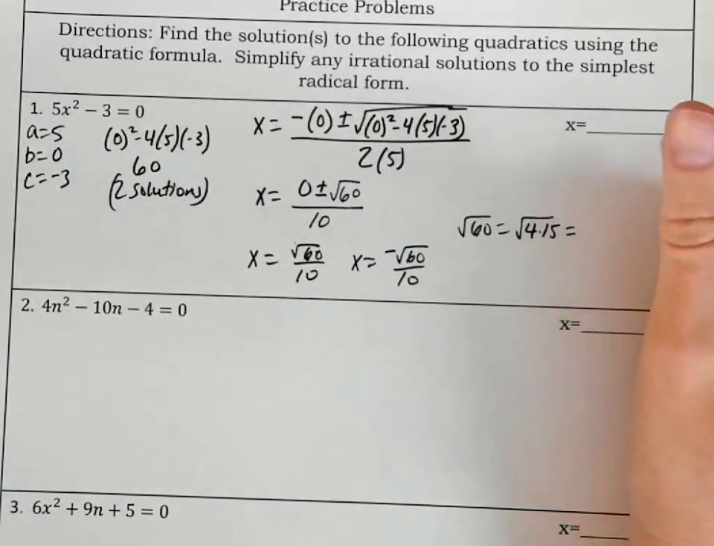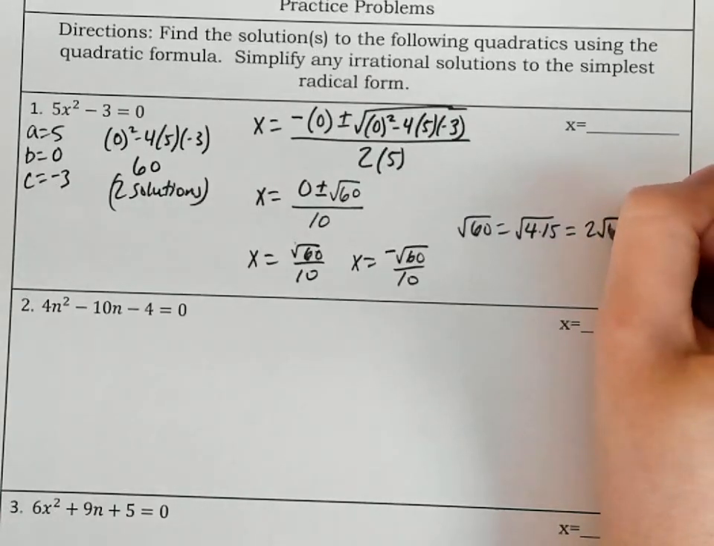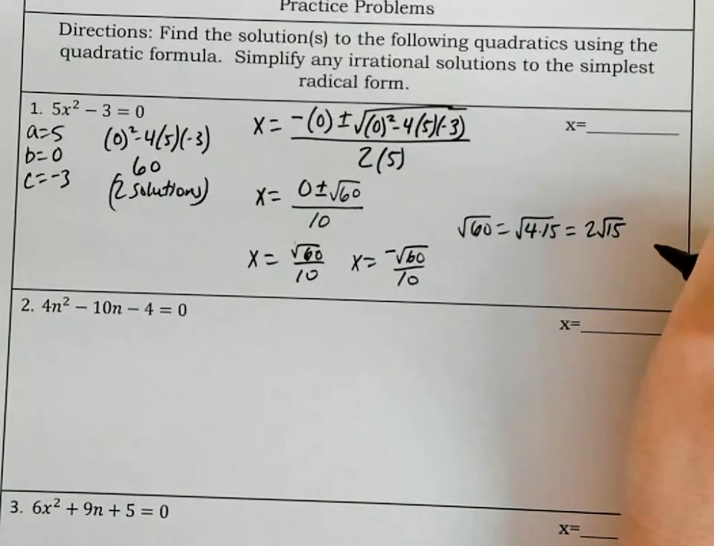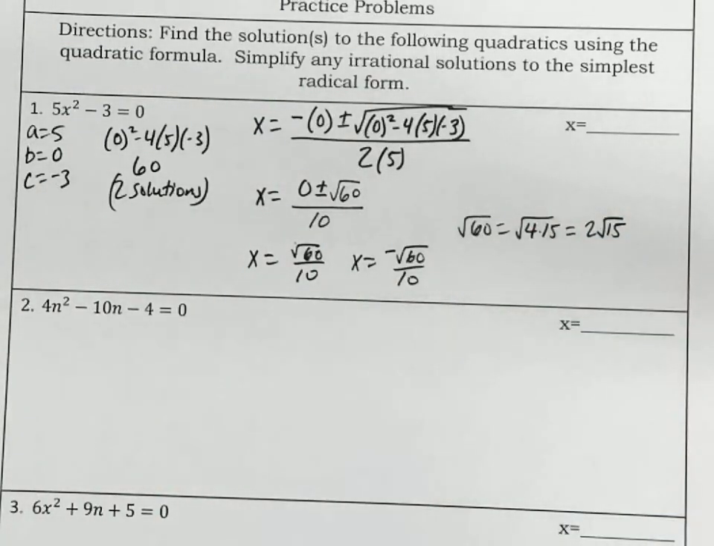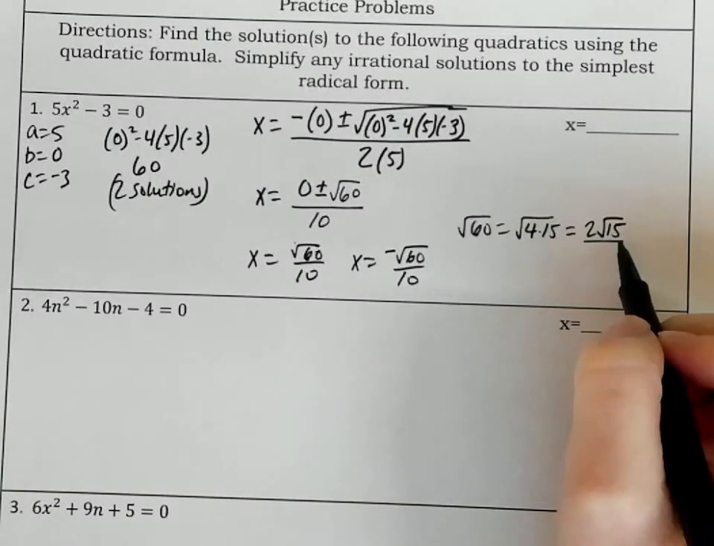So that gives me, I can take out that 4, square root of that is 2 times the square root of 15. And I do need to check if I have any other factors in 15. But the factors of 15 are 3 and 5, and neither of those are squares, so it won't help me to go any further than this. So 2 times the square root of 15 is about as far as I can go.